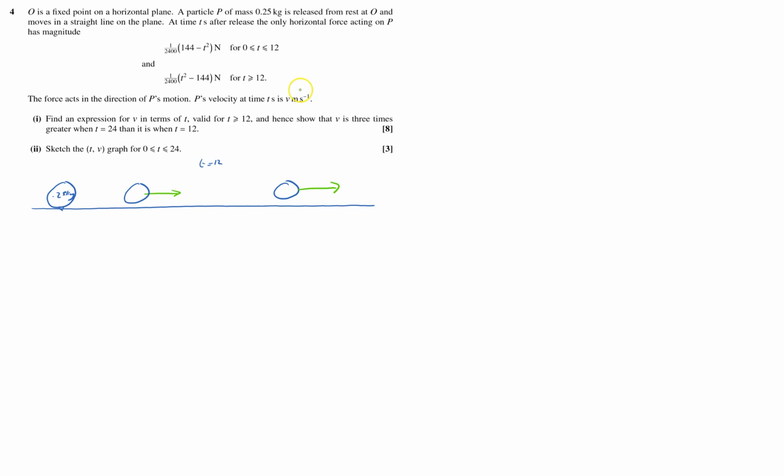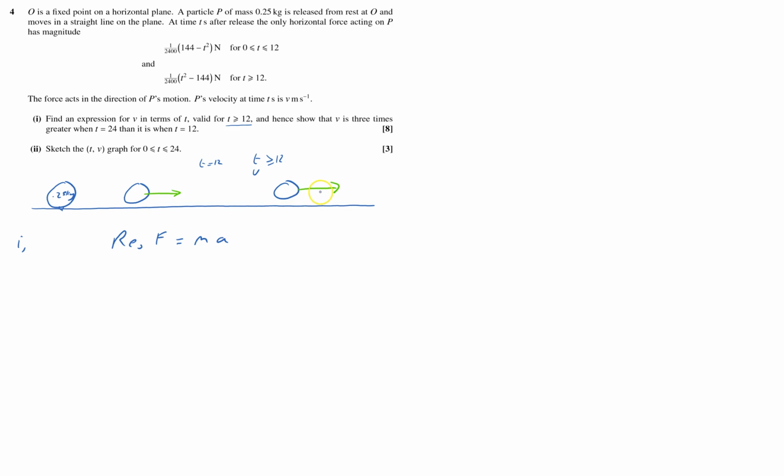And P's velocity at time t is v. So when time is t, velocity is v. I've got to find the velocity in terms of t for t greater than or equal to 12, and hence show something else. So for the first part, I'm doing it up here where t is greater than or equal to 12, and I'm going to do resultant force equals mass times acceleration.